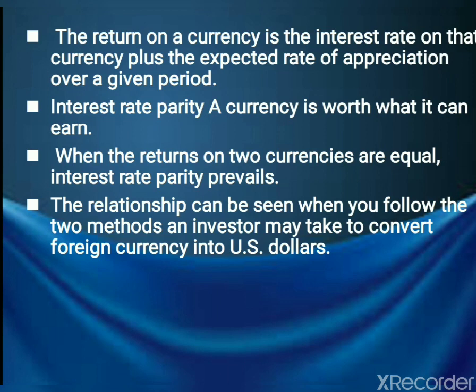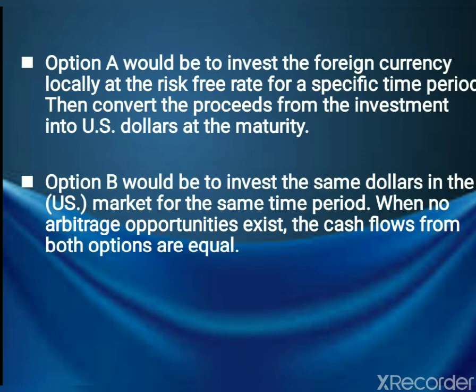The relationship can be seen when you follow the two methods an investor may take to convert foreign currency into US dollars. So, in this case, an investor is going to convert his currency into foreign currency or US dollars. There we can see usually two options. Option A would be to invest the foreign currency locally at the risk free rate for a specific time period, then convert the proceeds from the investment into US dollars at maturity.